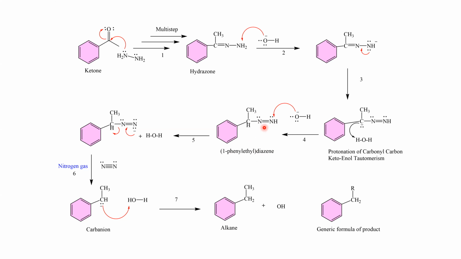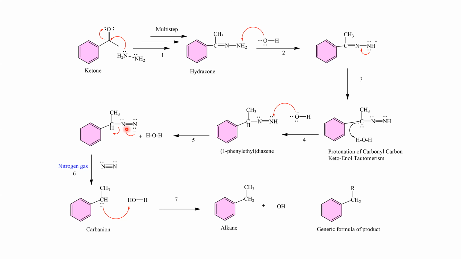Diazene means aza is for the nitrogen. There are different rules for naming the heterocompounds. So di is for the 2, aza is for the nitrogen, and ene shows that they are connected by a double bond. So now there is an OH negative which will attack and capture that proton. So this hydrogen is removed from the nitrogen.